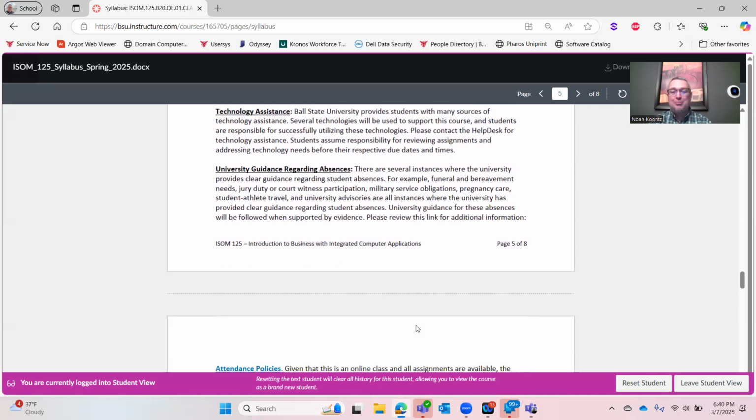University guidance regarding absences. There are several instances where the university provides clear guidance regarding student absences. So, for example, funeral and bereavement needs, jury duty, or court witness protection. Military service obligation, pregnancy care, student athlete travel, and university advisories are all instances where the university has provided clear guidance regarding student absences. University guidance for these absences will be followed when supported by evidence.